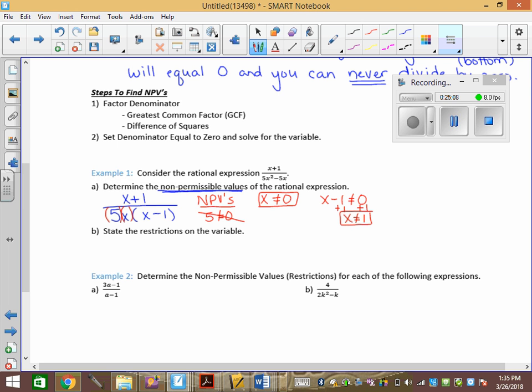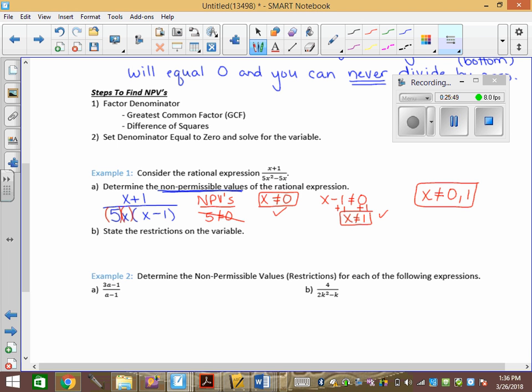Okay? So I'm going to try the 0 one. I'm going to plug it in. 5 times 0 times 0 minus 1. Well, that's 5 times 0 times negative 1. What's that? 0. So my denominator turned to 0. So this is an NPV. Yay. Now I'm going to try the 1. 5 times 1 times 1 minus 1. What's 1 minus 1? 0. So we have 5 times 1 times 0. 0. So I'm good. So my NPVs are x can't equal 0 or 1. If x equals 0 or 1, my denominator would turn to 0, and we have problems because we can't have our denominator equal 0. Okay?